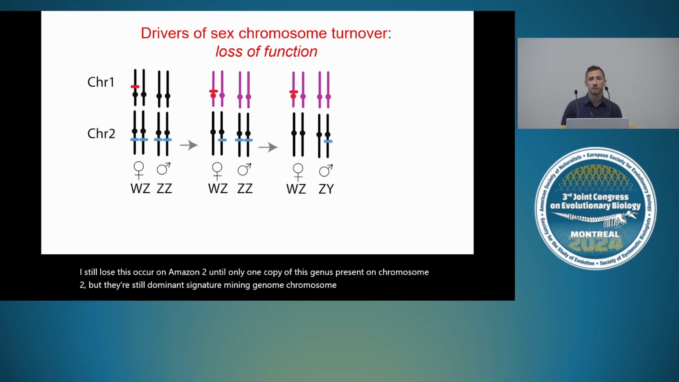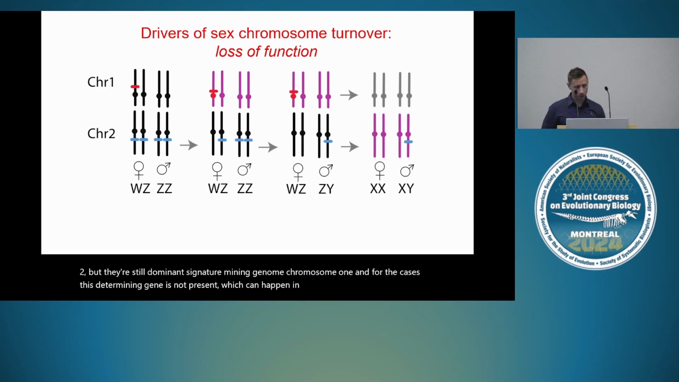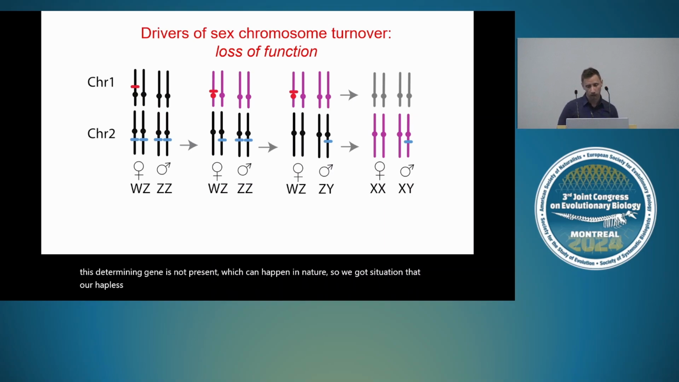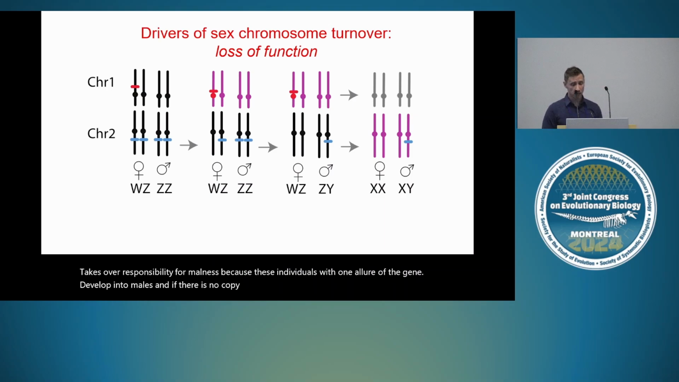And for the cases where this determining gene is not present, which can happen in nature, we get a situation where our haplosufficient allele of a recessive gene takes over responsibility for maleness, because individuals with one allele of this gene develop into males, and if there is no copy of this gene and no dominant sex-determining gene, these individuals develop into females.